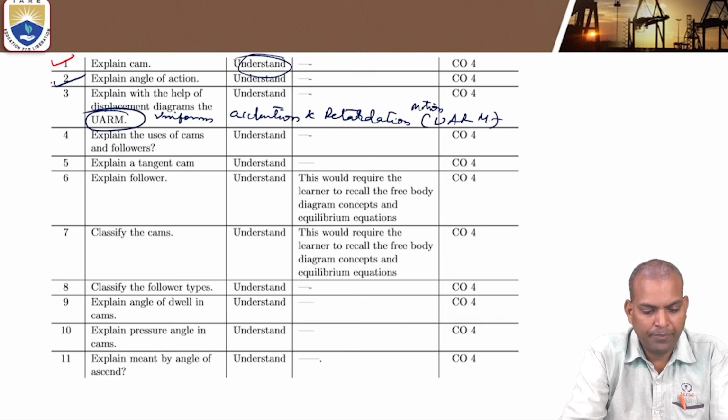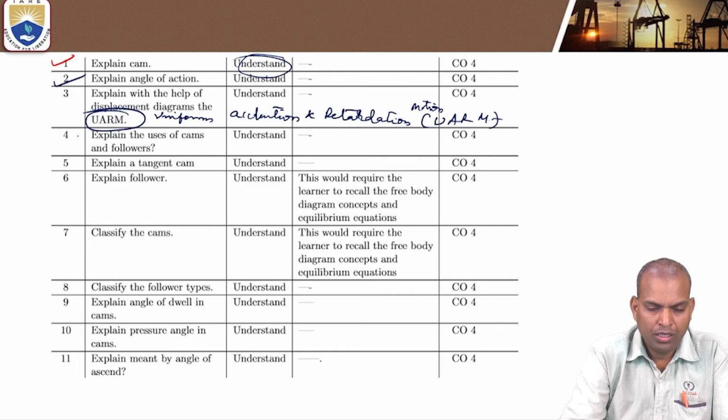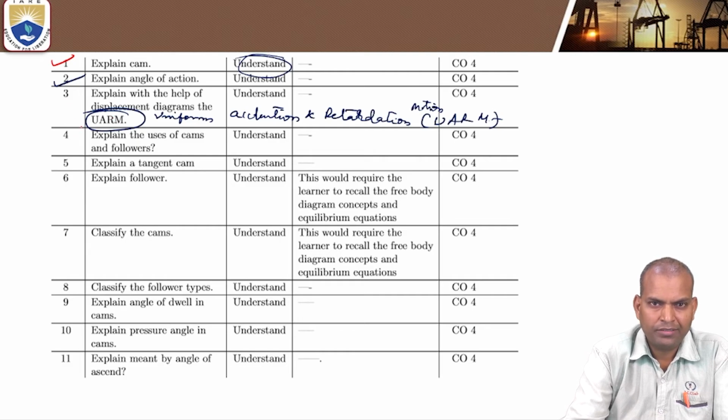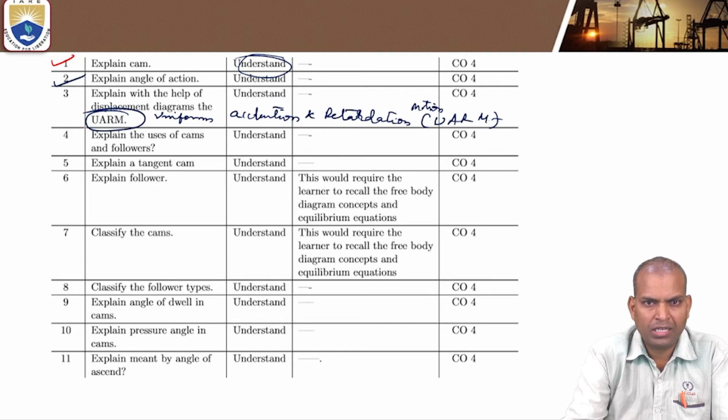Explain the cam. A cam is nothing but a circular or oval shaped disc for controlling the valves in internal combustion engines. So how many cams are required for each valve? Only one cam is required for controlling each valve. So two cams are required on the camshaft for controlling two valves.